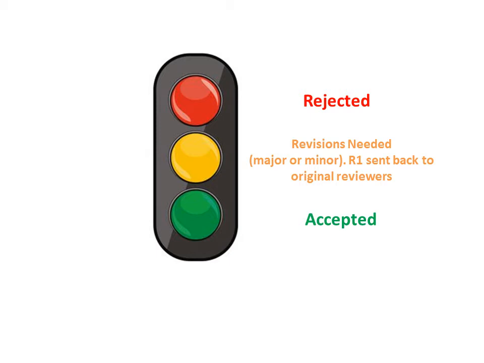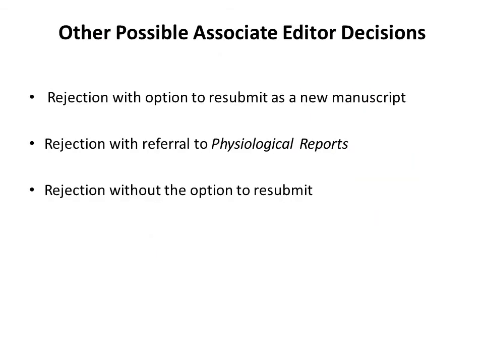Other possible associate editor decisions relate to rejection with an option to resubmit as a new manuscript. This doesn't happen very often, but it may happen if papers are deemed interesting and the associate editor wants to encourage reworking of the study. This usually takes major effort.